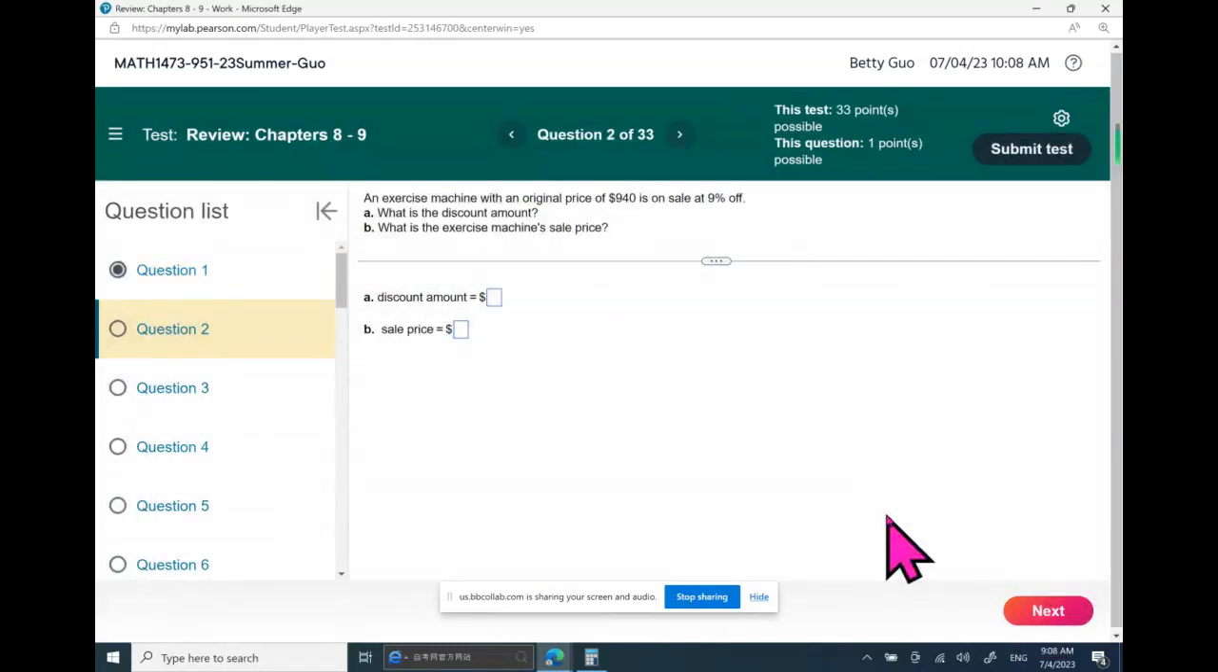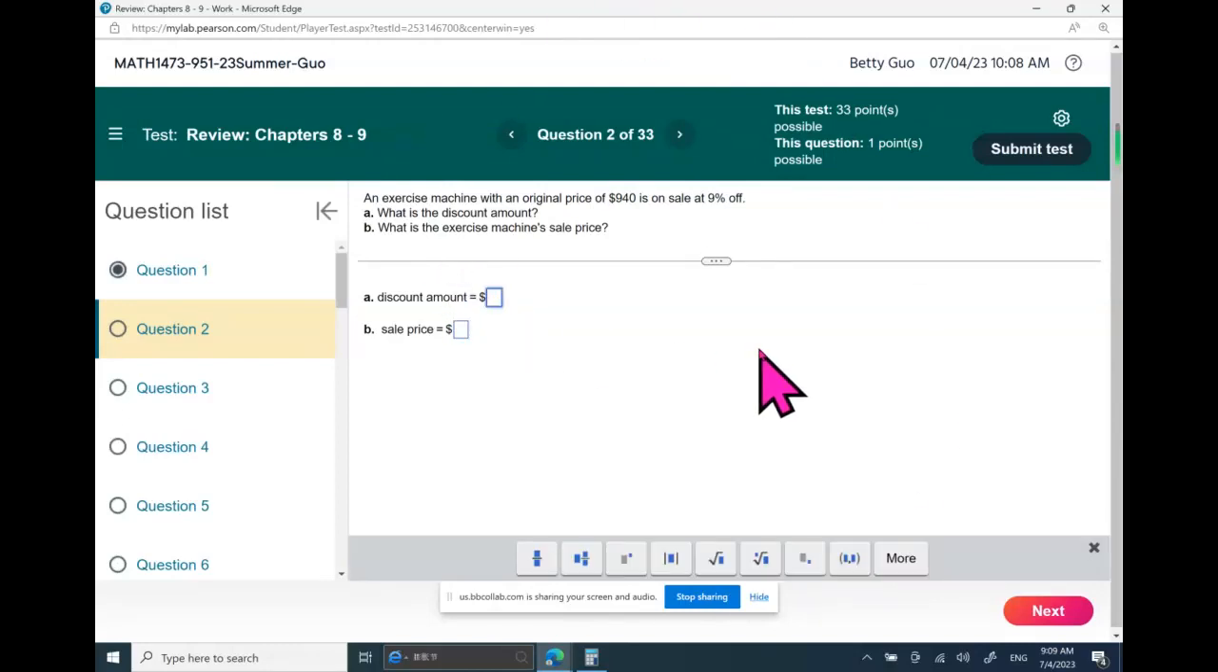Question number 2. An exercise machine with an original price $940 is on sale at 9% off. So this is about discount. 2 parts. Part A, what's the discount amount? Discount amount is also a part of the price. So same formula, part equals percent times whole. You remember the formula or the chart I gave you in the table note, right? The 3 things, percent, part, whole. If we know 2 of them, then we are able to find the value for the third variable. In this case, we are missing part, discount amount, which equals the percent times the whole.